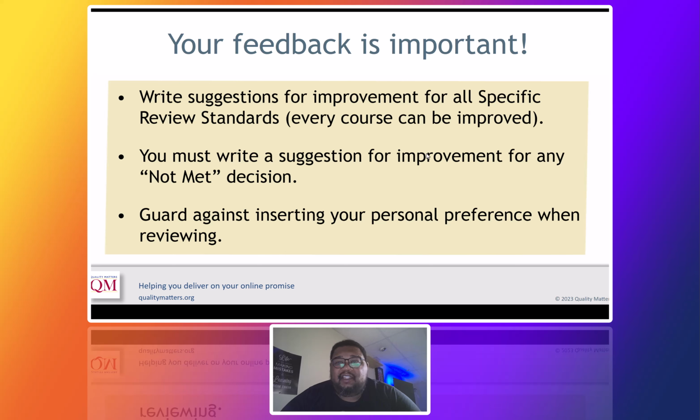You may have suggestions for improvement that are not listed as examples in the annotations, but are consistent with the specific review standard. In this, your online teaching and design experience is a part of the value you bring to the review and the feedback for the course rep or colleague. Always consider if your suggestion is your preference or a suggestion that is consistent with the annotations.